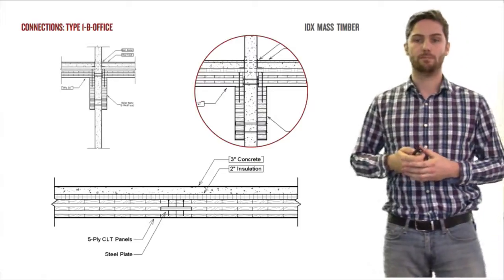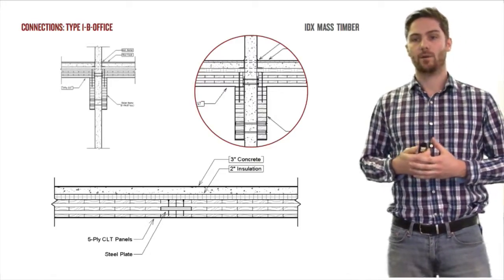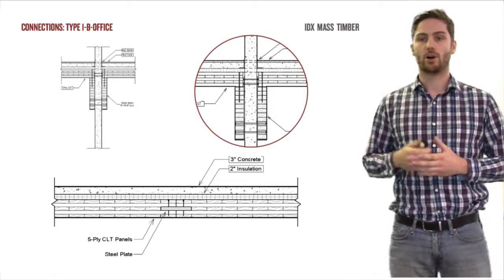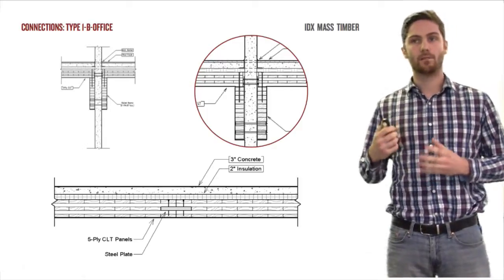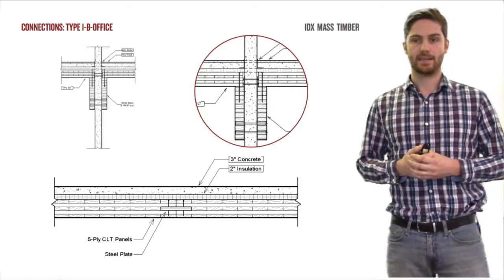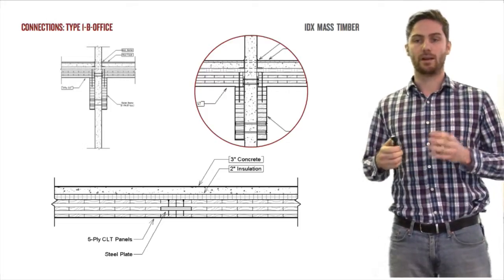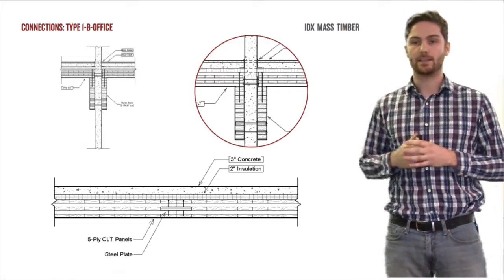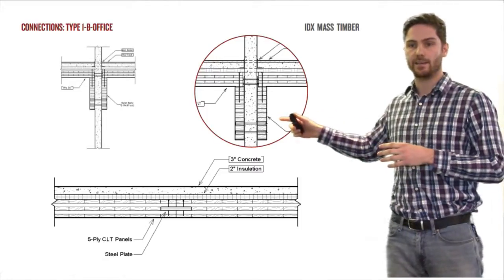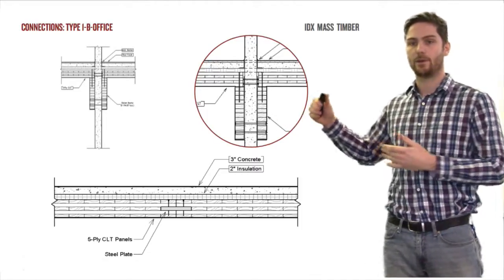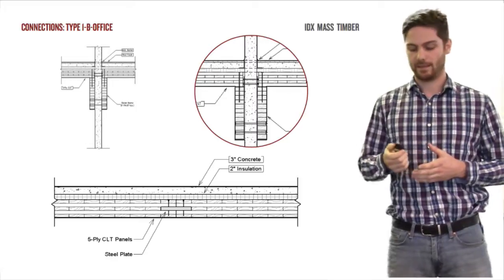Last up is the Type 1B office. And what we have here is our concrete columns that are rising probably about half the way up the building. And from these columns, we have glulam beams that are running perpendicular into the page, which you can see right here. These are the glulam beams running in, and then on top of that, we have our diaphragms resting upon that.